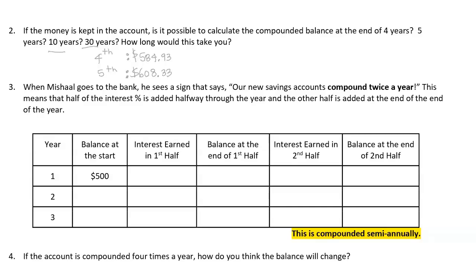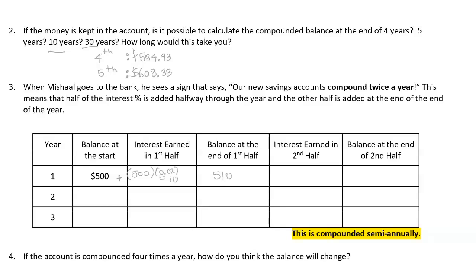The interest earned in the first half of the year is going to be 500. Since we're only applying half the interest, we want to do half of 0.04, which is 0.02, and this is going to be $10. I'll add that 500 plus 10, and the balance at the half-year mark is going to be 510.